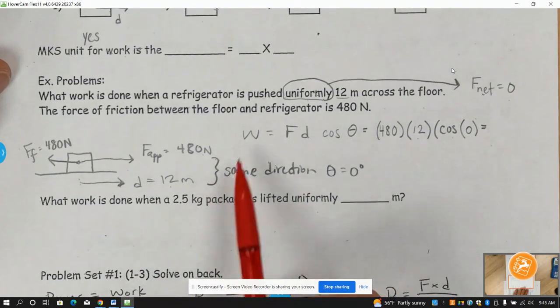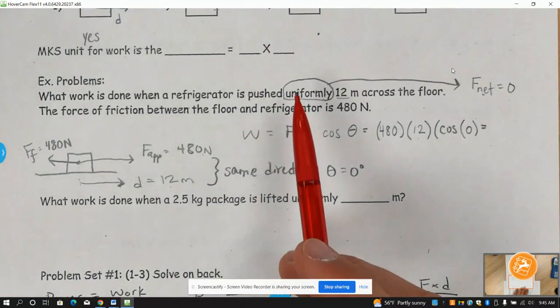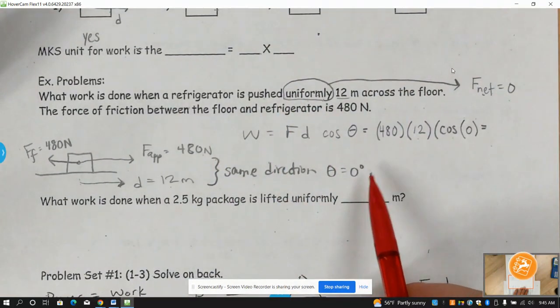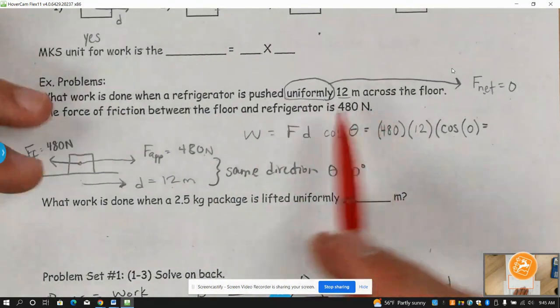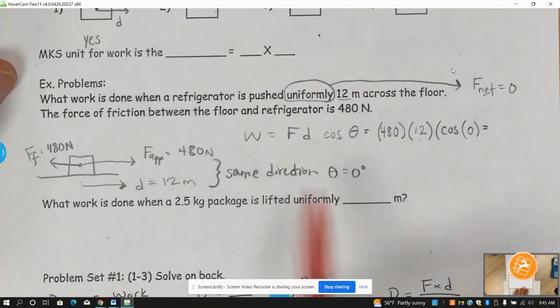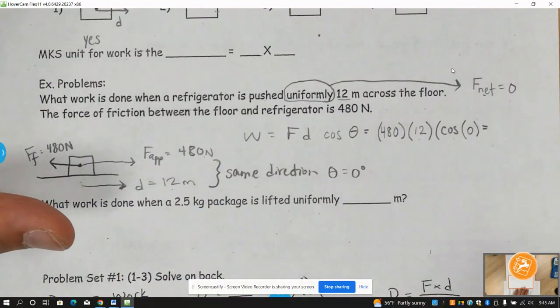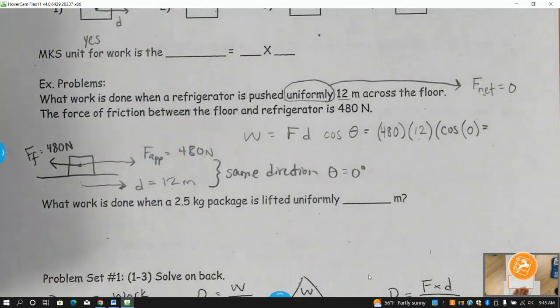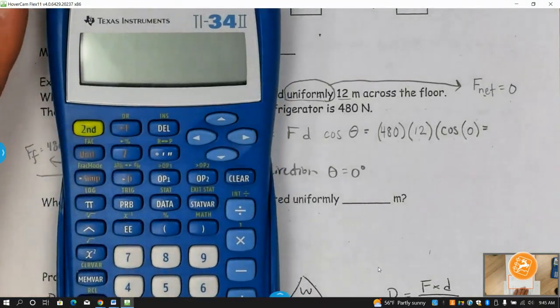Since they are the same direction, right? If they don't give you an angle in the problem, then it's going to be 0. So they didn't give us an angle. That means these two are pretty much the same direction. Therefore, it's 0. I'm going to show you how to type it in on these calculators, just in case you get a problem where you actually legitimately need it.